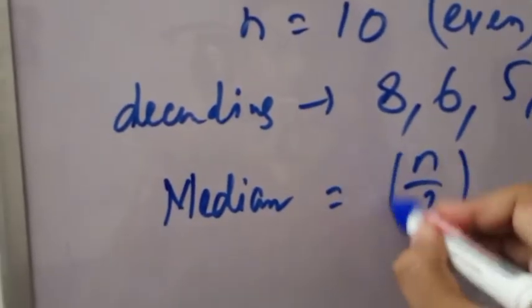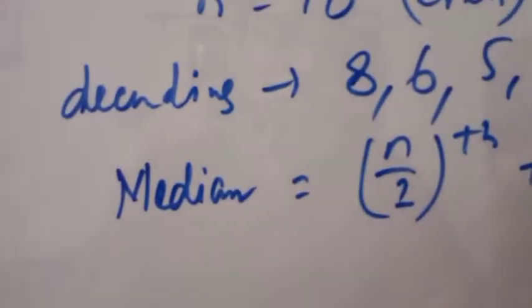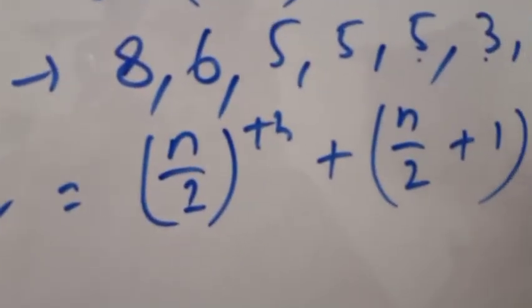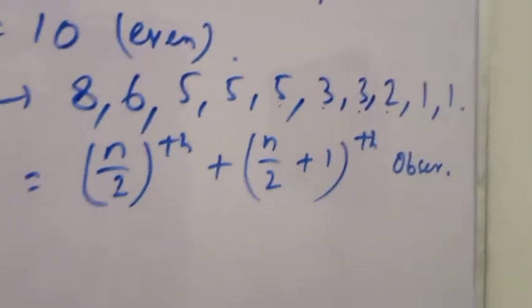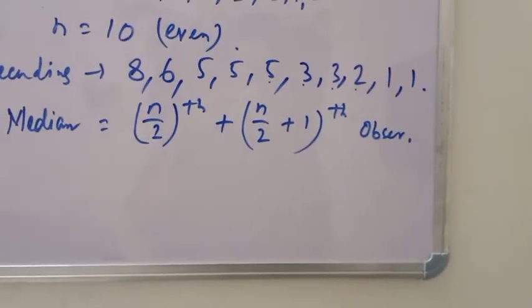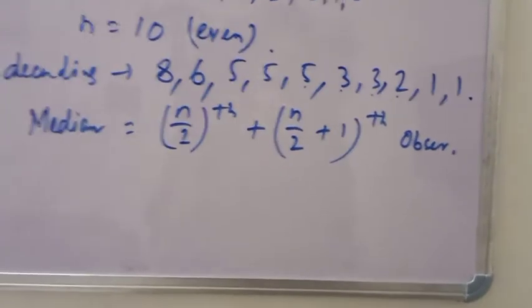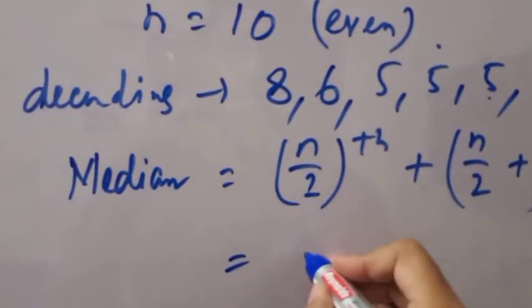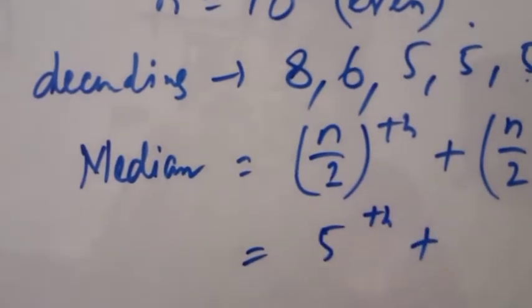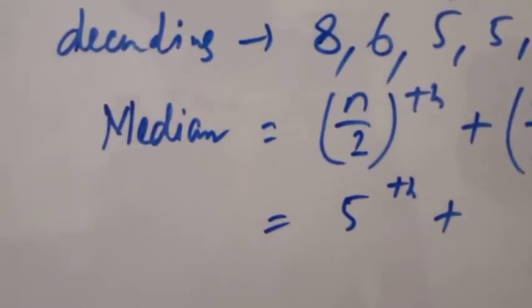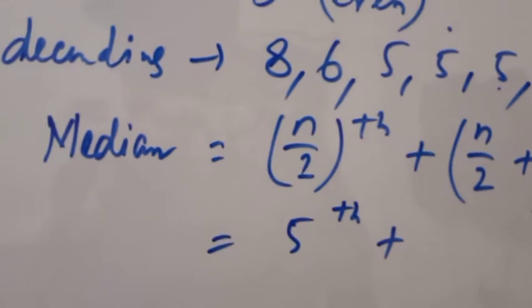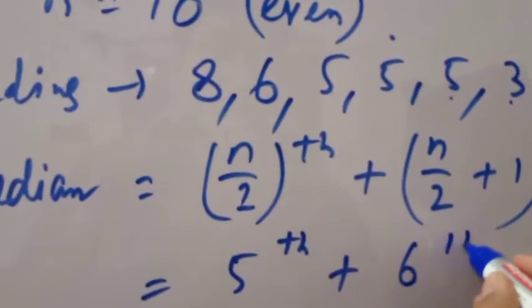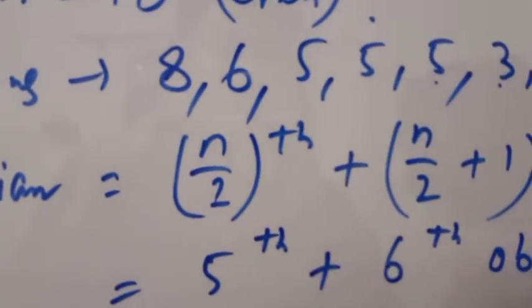n by 2th observation plus n by 2 plus 1th observation. That means n by 2, that means 10 by 2, the 5th observation, plus the 6th observation.